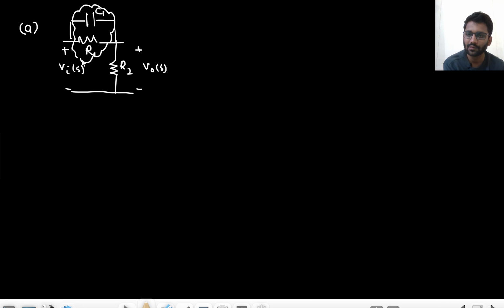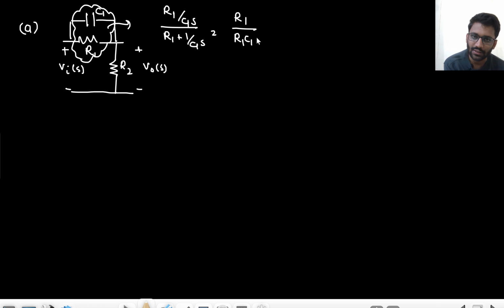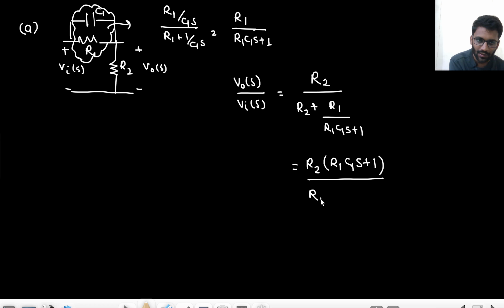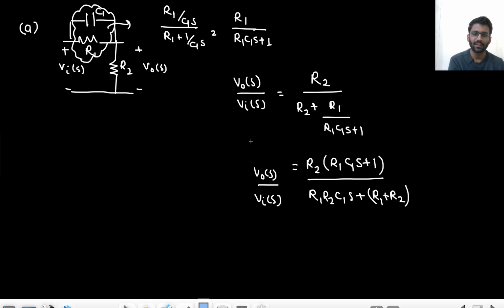Tell me, what is the equivalent of this? R1 into 1 upon C1s upon R1 plus 1 upon C1s. That would be equal to R1 upon R1C1s plus 1. So what will be your V0(s) by Vin(s)? That would be R2 upon R2 plus R1 upon R1C1s plus 1. So R2 into R1C1s plus 1 into R1R2C1s plus R1 plus R2. So this is my transfer function.